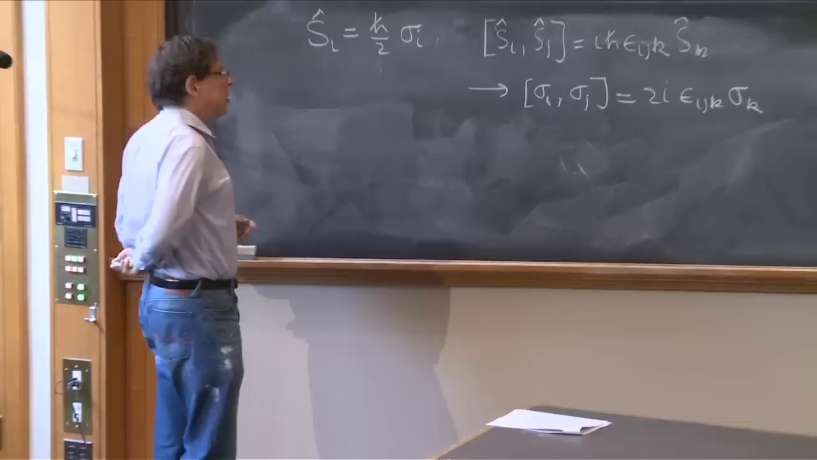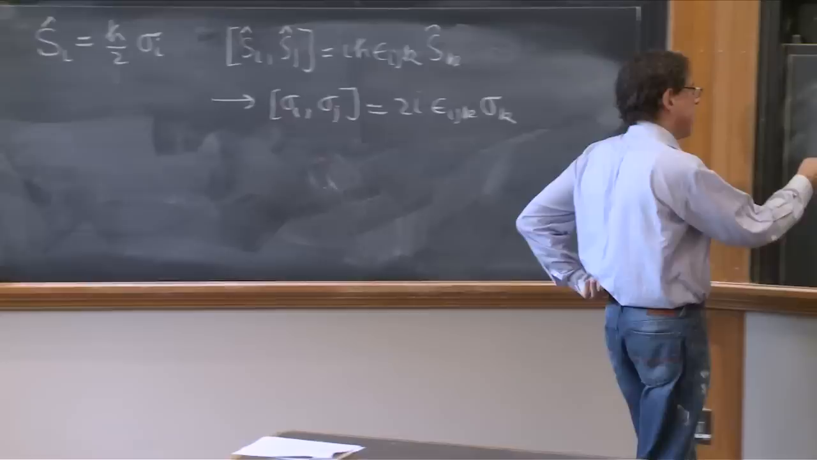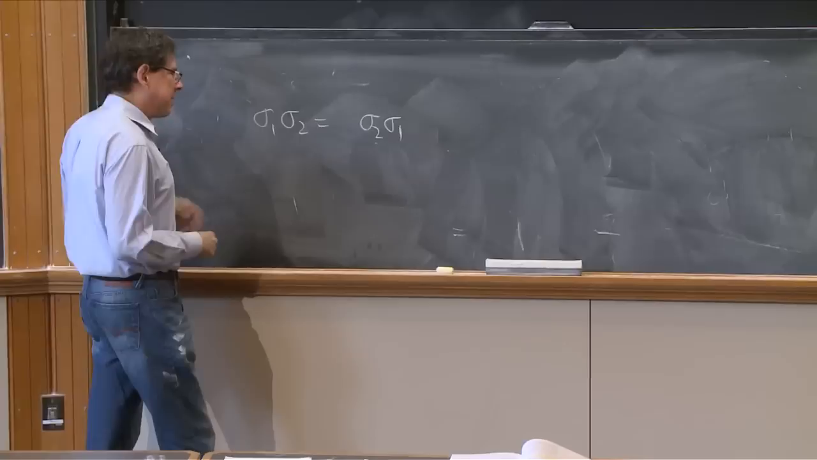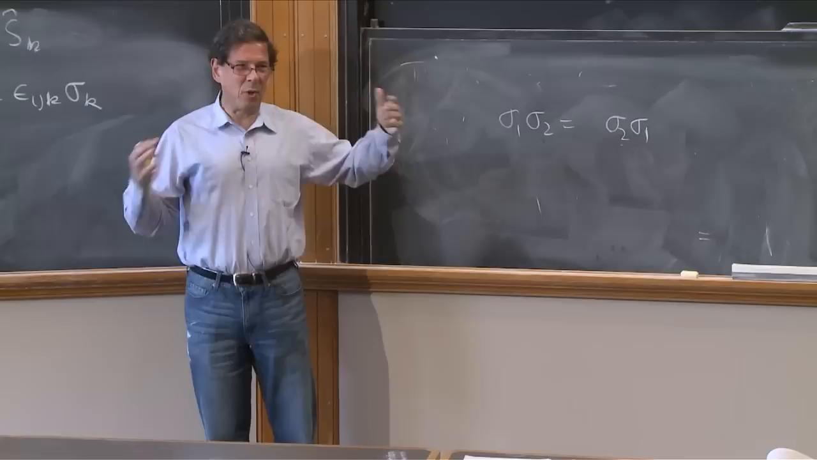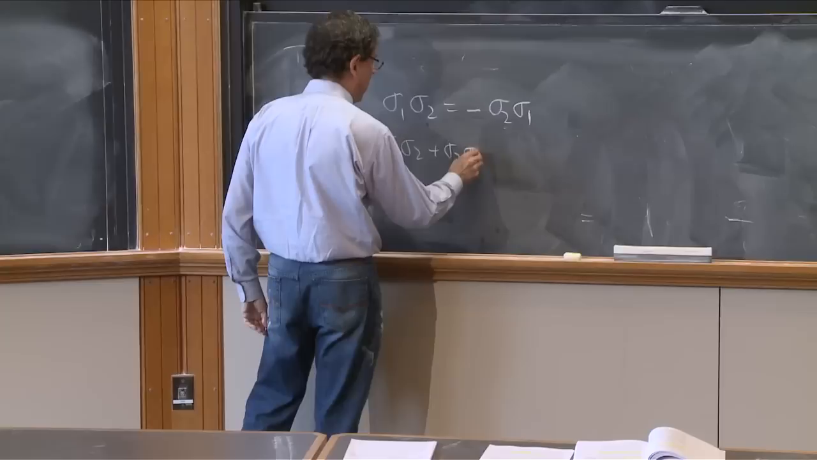Moreover, there's another nice property of the Pauli matrices having to do with anticommutators. If you experimentally try multiplying Pauli matrices, sigma 1 and sigma 2, and compare with sigma 2 sigma 1, it's different, of course. These matrices don't commute, but while they fail to commute, they still fail to commute in a nice way. Actually, these are minus each other. So in fact, sigma 1 sigma 2 plus sigma 2 sigma 1 is equal to 0. And by this, we mean that they anticommute.